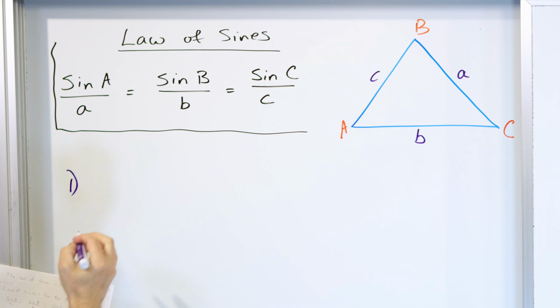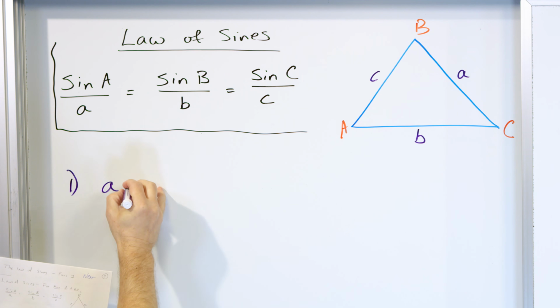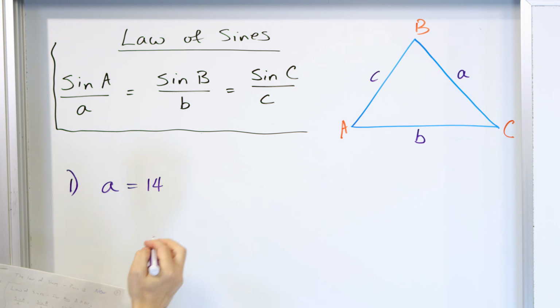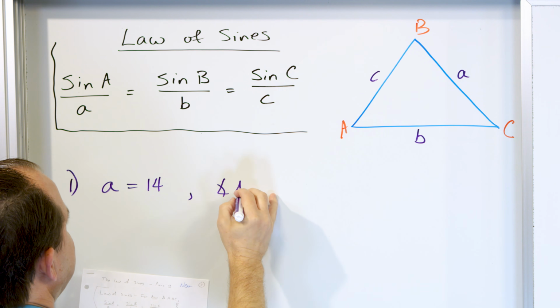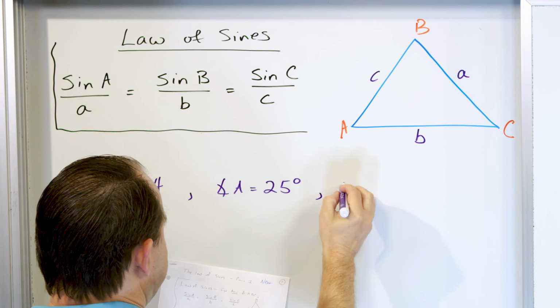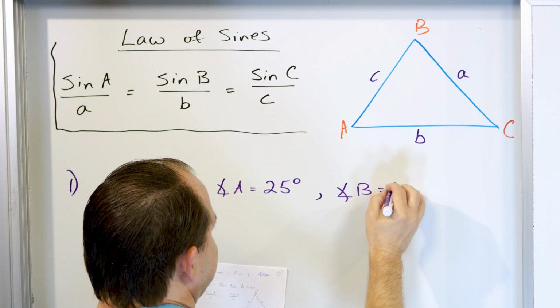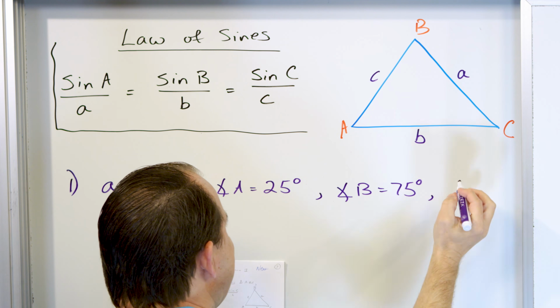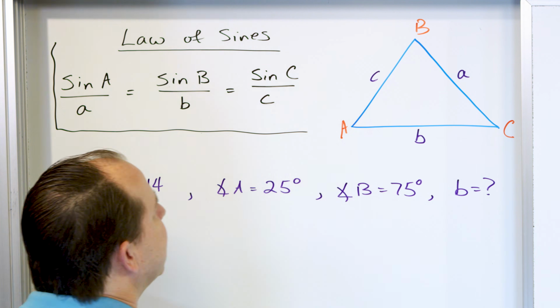So let's say for problem number 1, I tell you that one side of the triangle is 14 meters long. I tell you that angle A is equal to 25 degrees. I tell you that angle B is equal to 75 degrees. And I ask you, what is the length of side B?